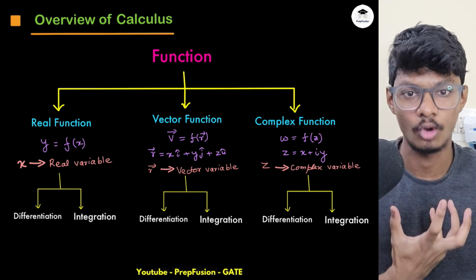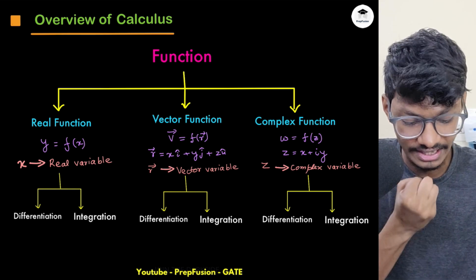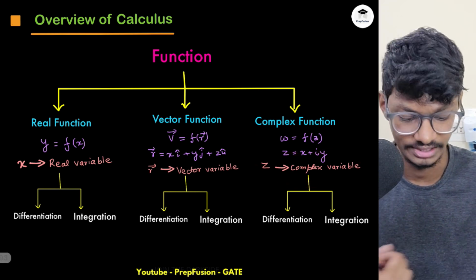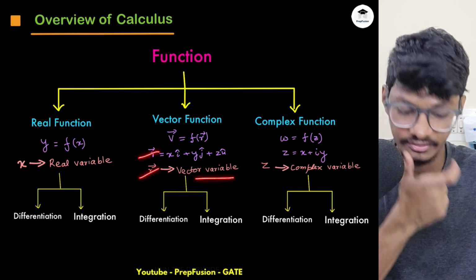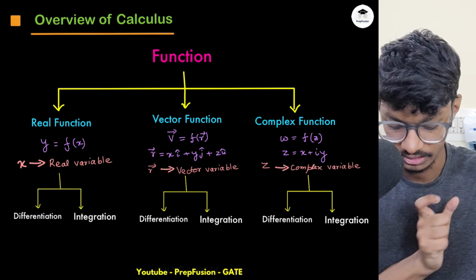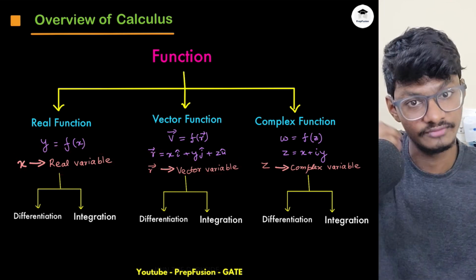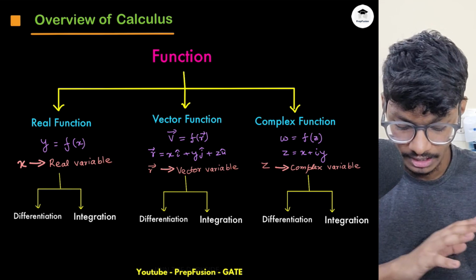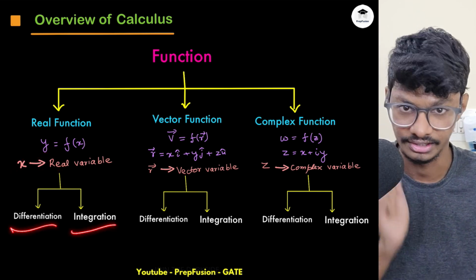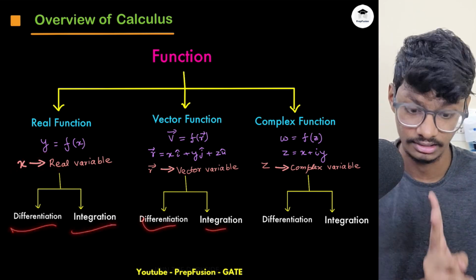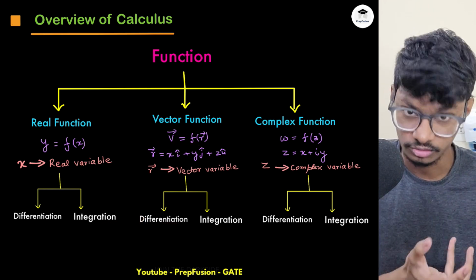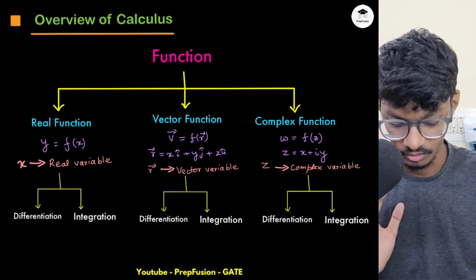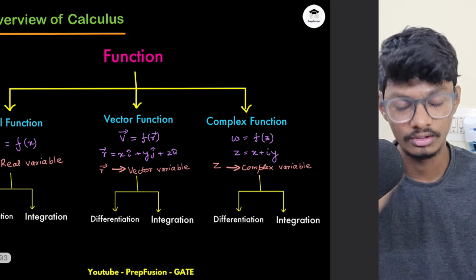What is a complex function? A complex function is anything which has a complex variable involved in it. What is a complex variable? We'll study that in the next few slides. You already know what a vector variable is, like a position vector. We first started with real variables, then shifted to vector variables, and now we'll shift to complex variables. In real functions we studied differentiation and integration, then differentiation and integration of vector functions. Now we'll also study differentiation and integration of complex functions. Basically GATE wants you to know all these things for different types of functions.